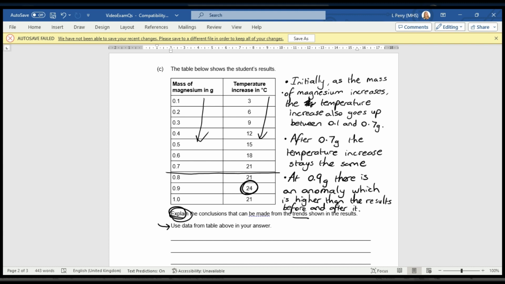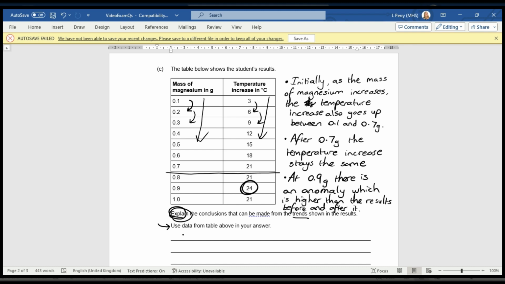So now I've gone down this, I've looked at what are the trends, I've used data in the table, I've said between 0.1 and 0.7 grams, what happens after 0.7 grams, I've said there's an anomaly at 0.9 grams, I've said how I know it's an anomaly. So I'm racking up the marks here constantly, but there's still more I can say. I mean, I can add more detail to this bit, really. I've just said initially as the mass of magnesium increases, the temperature increases. But if you look, I can be more specific. As the mass of magnesium goes up by 0.1, the temperature goes up by 3. And that keeps happening, goes up by 0.1, goes up by 3.